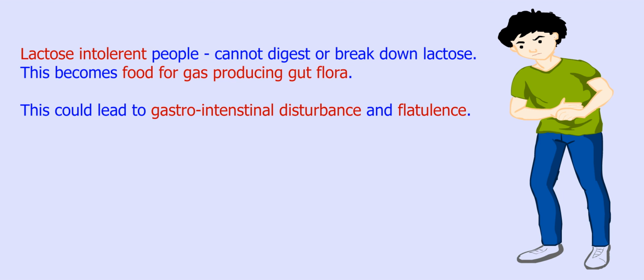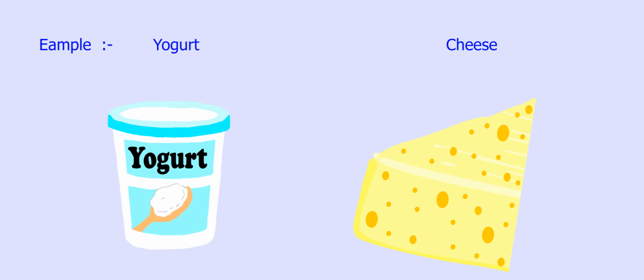People who are lactose intolerant cannot digest or break down lactose. This becomes food for gas-producing gut flora. This could lead to gastrointestinal disturbance and flatulence. Lactose can be converted to lactic acid by microorganisms, such as lactobacilli, which is used in the food industry. Example: in the production of dairy products like yogurt and cheese.